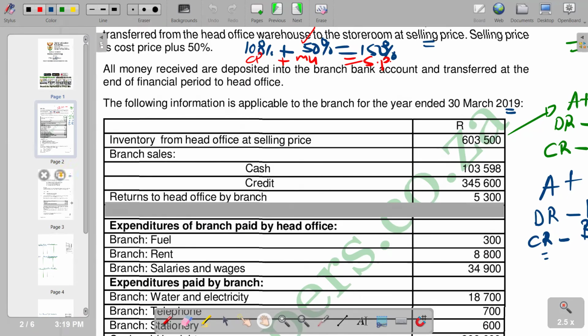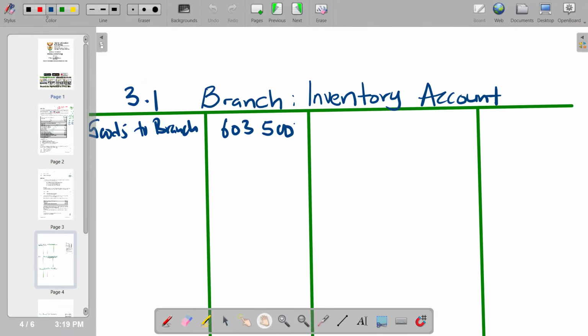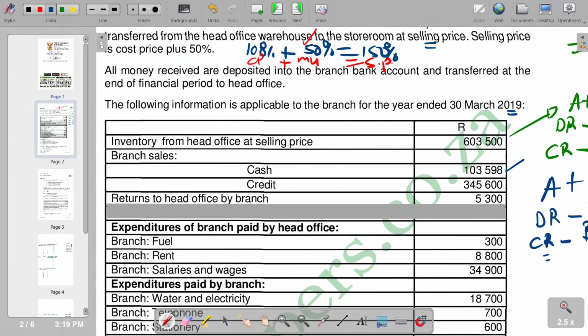So we go to the credit side of the branch inventory, whereby we are going to credit, and we are saying bank, which is branch bank. And the amount, remember, is 103,598.